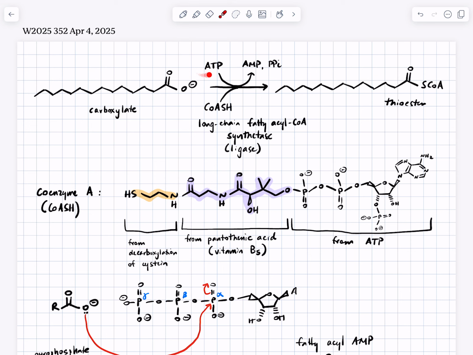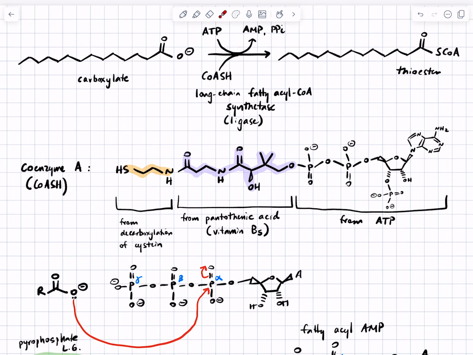We're going to use, as I said, ATP and coenzyme A. The enzyme that does this is called long-chain fatty acyl-CoA synthetase, or ligase. This is an enzyme that makes a long-chain fatty acyl-CoA, or thioester. And the term synthetase refers to an enzyme that uses ATP to synthesize something. The extra T in the synthetase is, I think, for the ATP. Who knows?